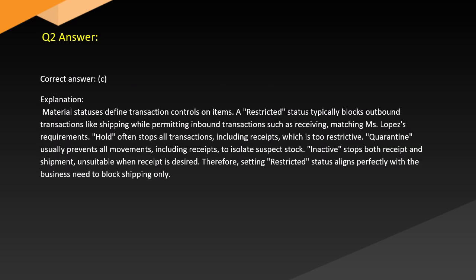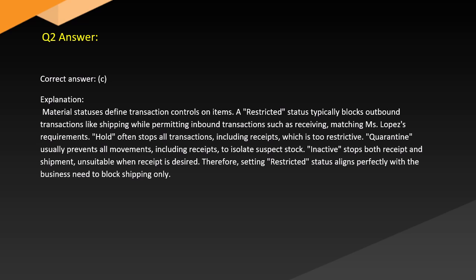Answer. Correct answer: C. Explanation. Material statuses define transaction controls on items. A restricted status typically blocks outbound transactions like shipping while permitting inbound transactions such as receiving, matching Lopez's requirements. Hold often stops all transactions, including receipts, which is too restrictive.